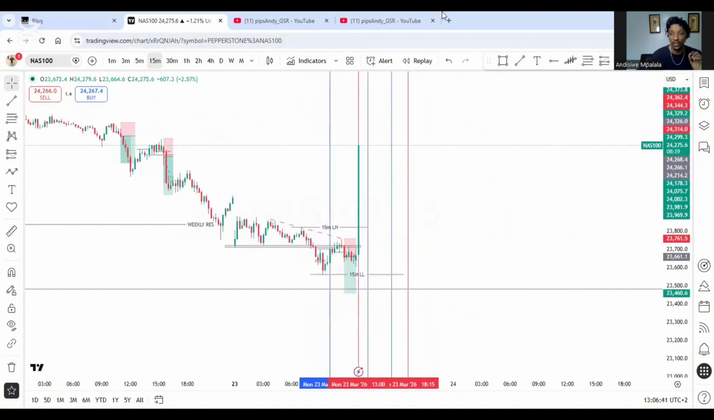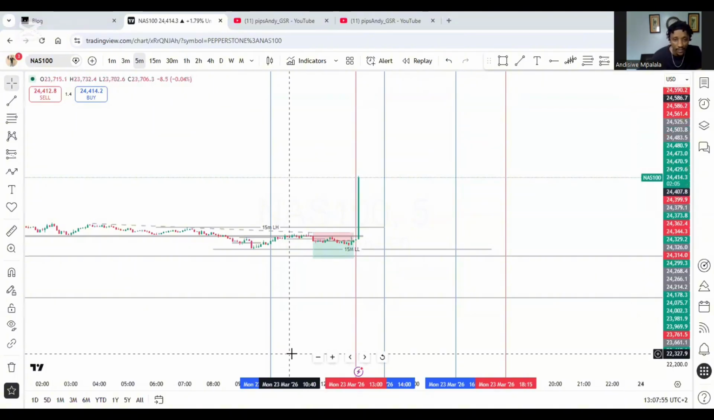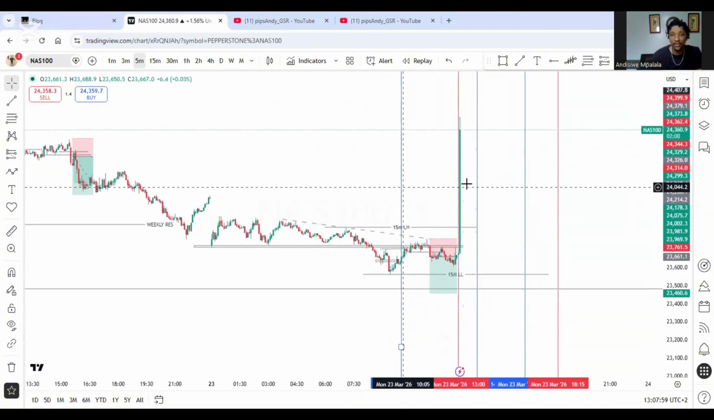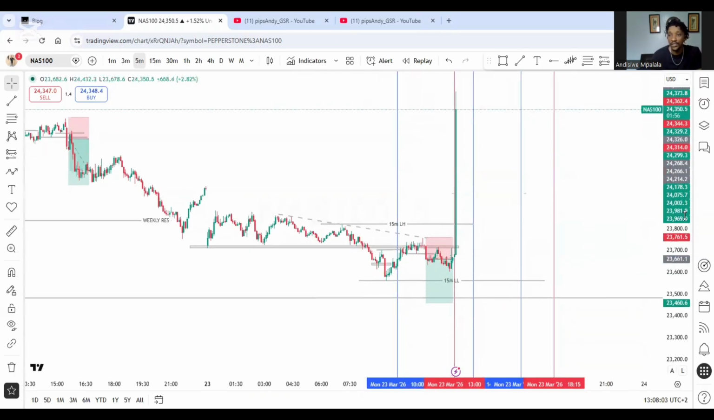Let me just make sure that this actually is a news event. So I just checked on investing.com and I don't see any news events. So if anybody knows where this candle is coming from, all this momentum, just put it in the comments.